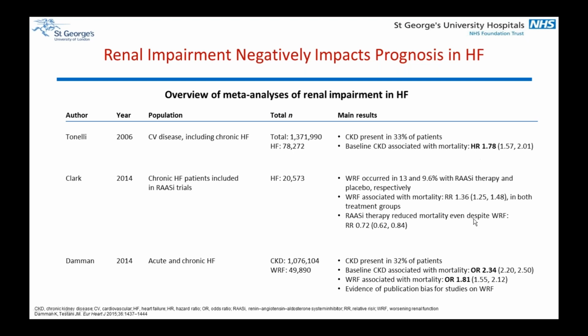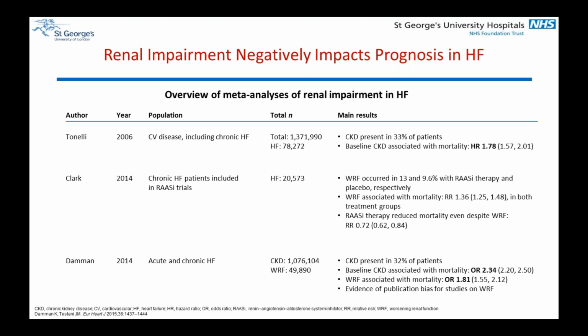But when you think about worsening renal failure, there are some studies which show that there is an increased mortality. But in other studies, if you concentrate on this one by Dr. Clark, you can see that patients on RAS inhibitor therapy who developed acute kidney injury had a higher chance of developing worsening renal failure. But the RAS inhibitor therapy actually reduced mortality in the long run. So try and keep that in mind.